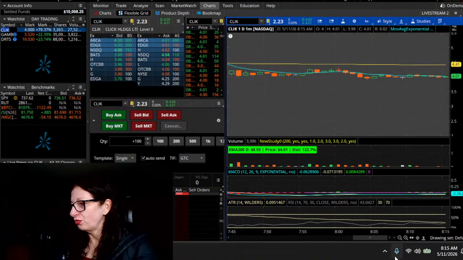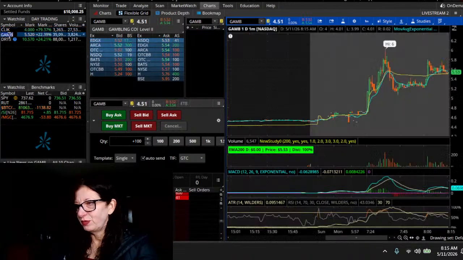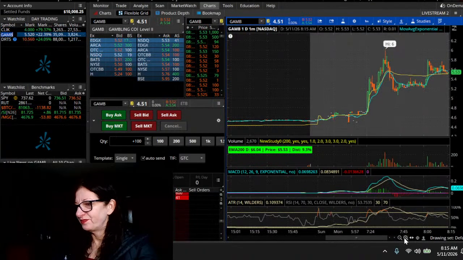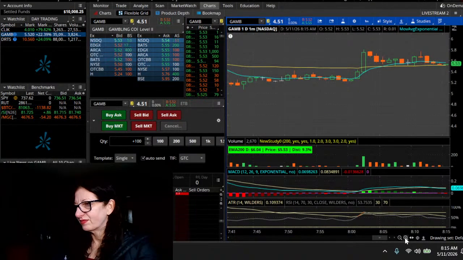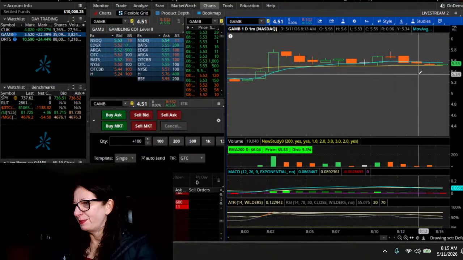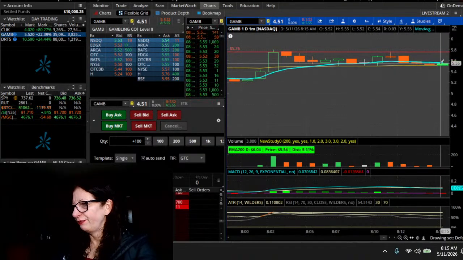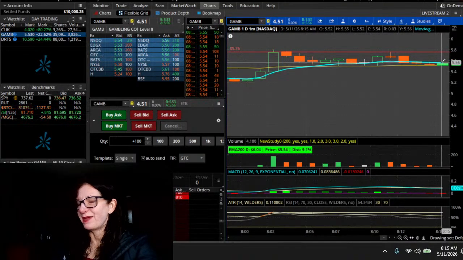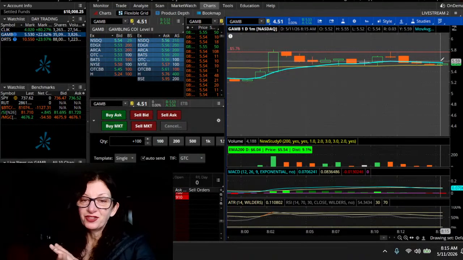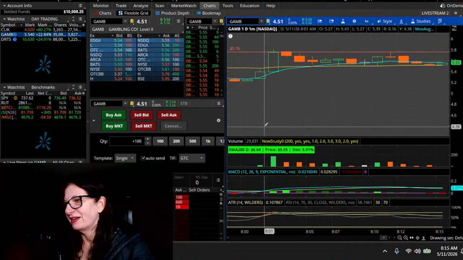Okay, so CLIK, below VWAP, GAMB. So this could end up having another breakout off of VWAP, but see, it's below the 9 EMA. I don't like that. I want to trade it when it's above the 9 EMA. So I'm not loving that.